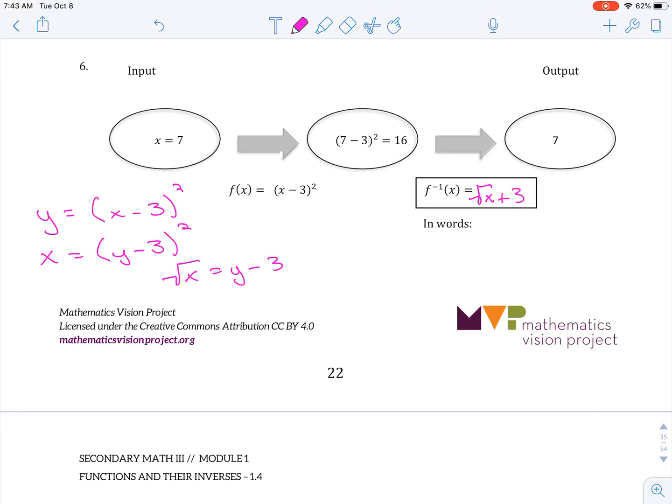So in words, what did I do? Well, what I did for number 6 was I took the square root, then added 3.